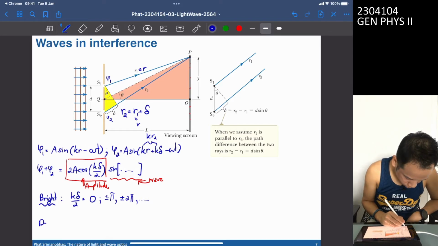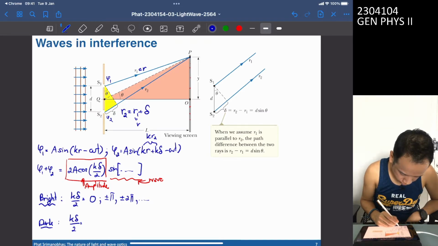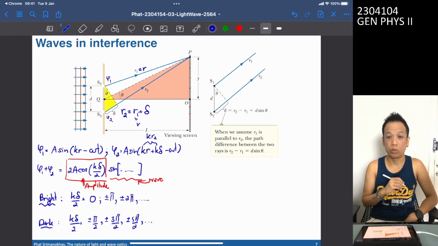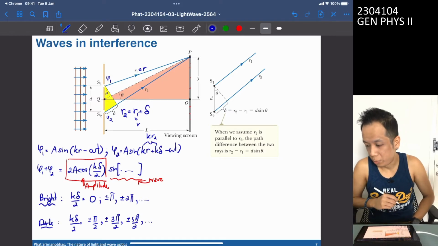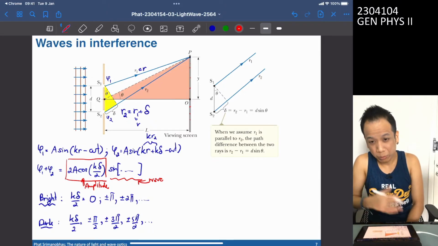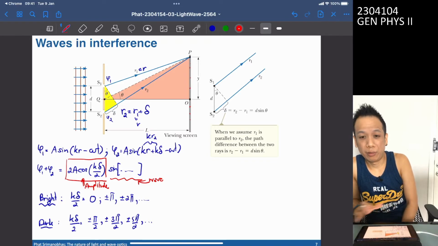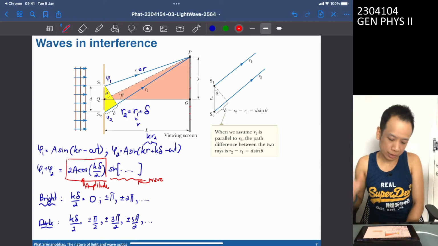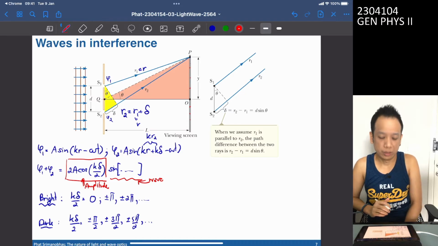And in the dark case, k delta over 2 becomes plus and minus pi over 2, plus and minus 3 pi over 2, plus and minus 5 pi over 2, and so on. Okay, so this is what you get from the equations. You can see that up to this point, we never talked about the Young experiment at all, right? We use just the wave equation and solve it.